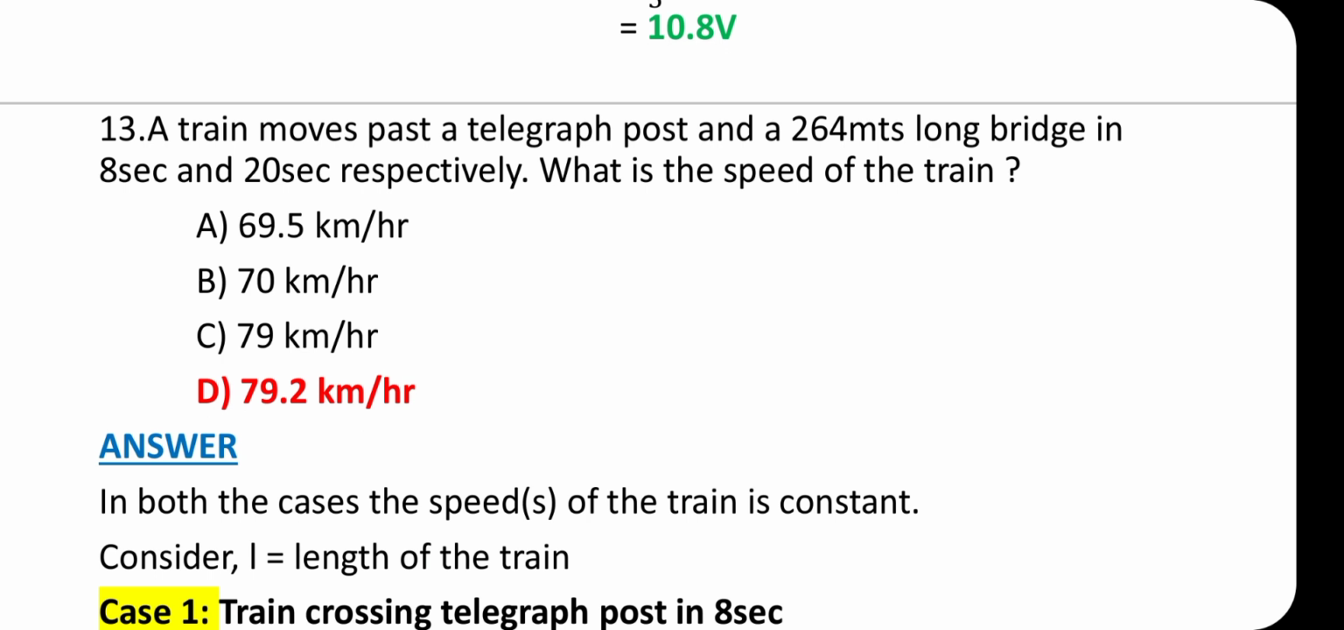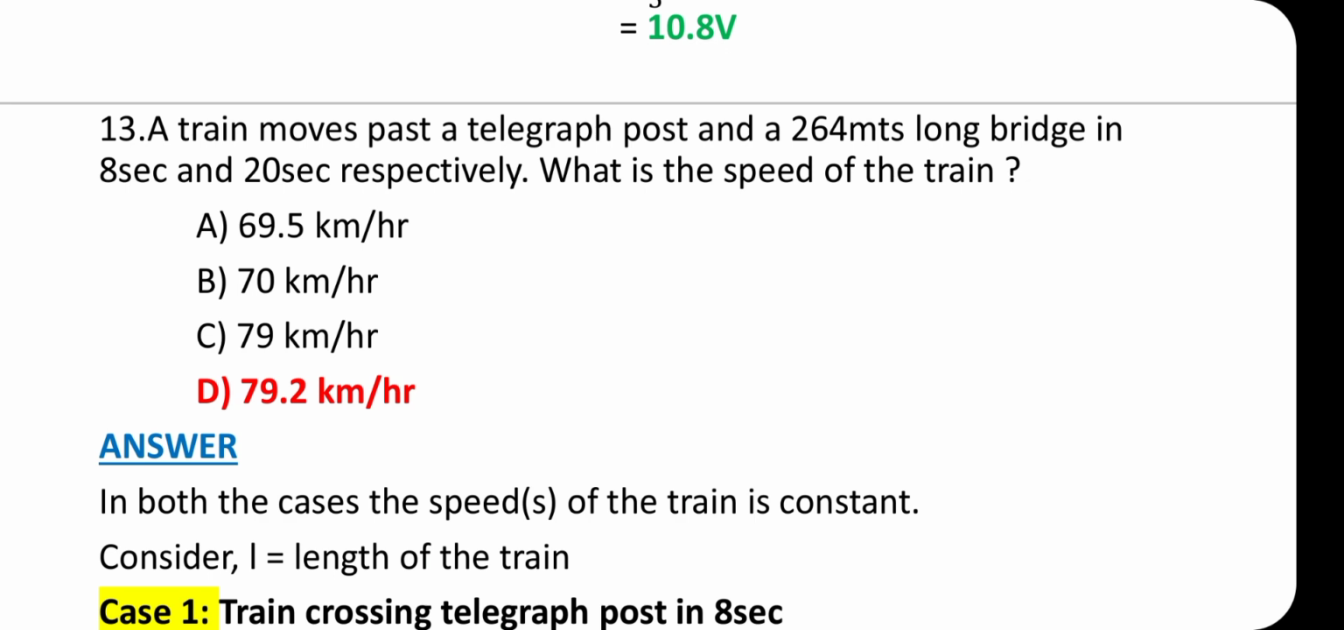Speed is defined as the ratio of distance traveled to time taken. Velocity is defined as the ratio of displacement to time taken. Speed is a scalar quantity, whereas velocity is a vector quantity. The equation for speed is distance by time. Given 2 cases of the train, the train speed will be constant in both cases. So by equating speed, we get the length of the train first.